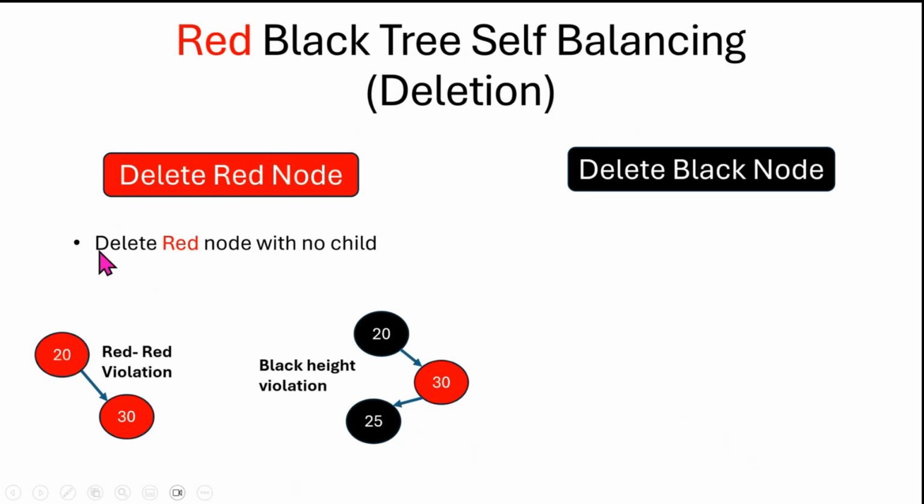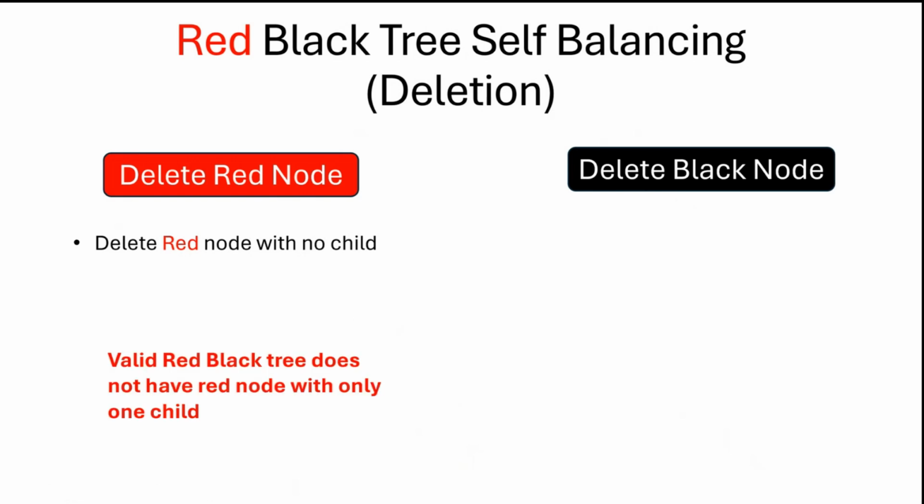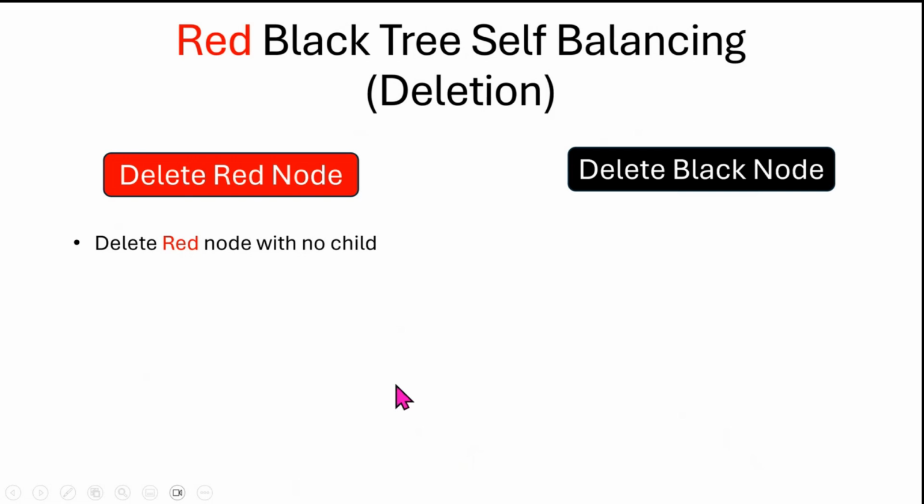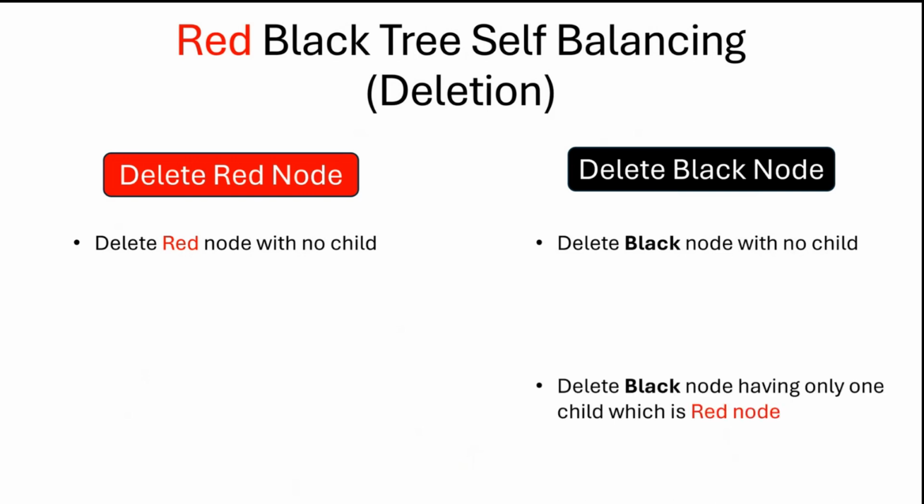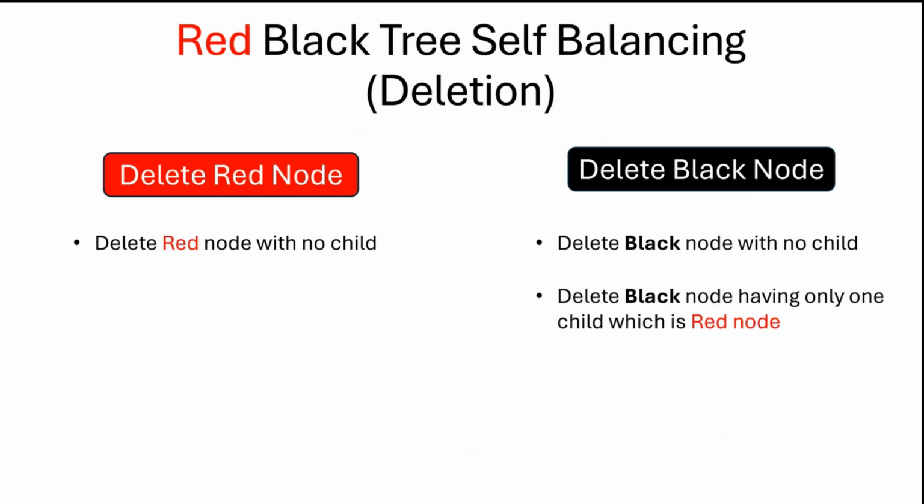So for a red node, there is only one case: deleting the red node with no child. For deleting a black node, those two cases apply. As we see, a valid red black tree does not have a red node with only one child. So we can delete a black node with no child. It is possible to have a black node with no child. It is also possible to have a black node with only one child, but that one child will always be red.